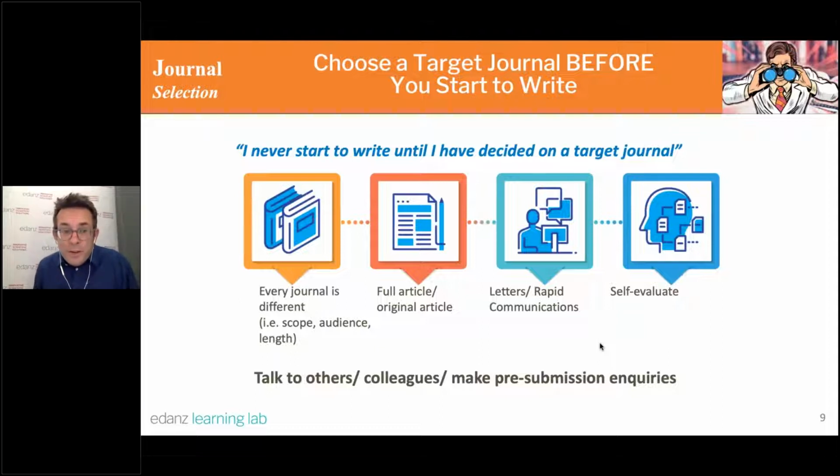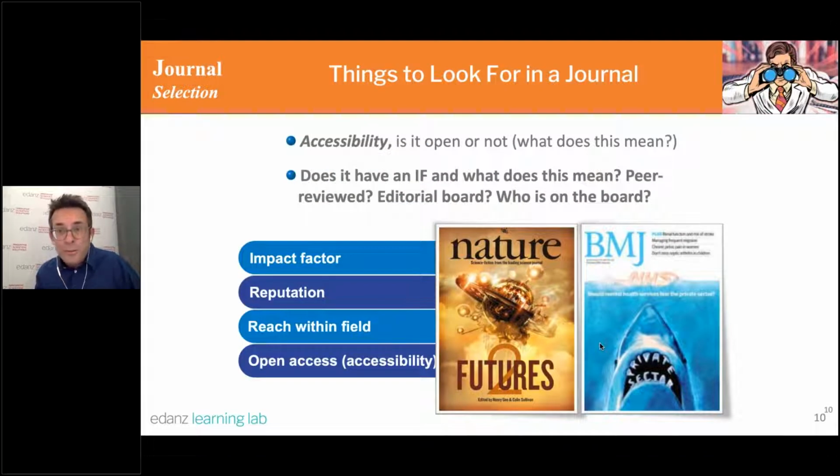Every journal's different. What kind of article will you write? You're going to have to self-evaluate. And how can you pick a journal? Well, one of the first things you can do is talk to colleagues, talk to other researchers. Look where those successful researchers working in your field are getting their work published. And don't forget to make pre-submission inquiries. One of the key ways that you can communicate your work effectively is to talk to journal editors before you make your submission and ask them, would you be interested in publishing my paper?